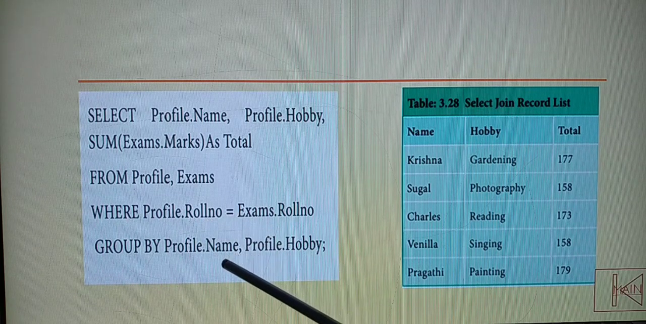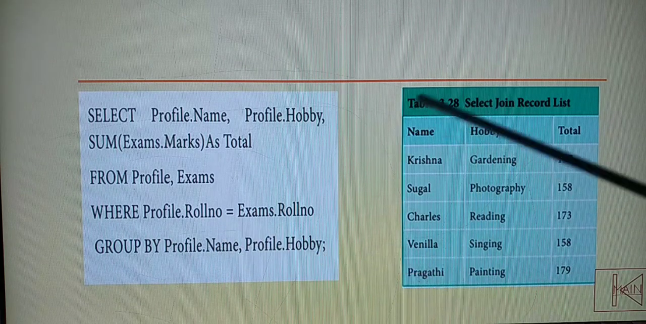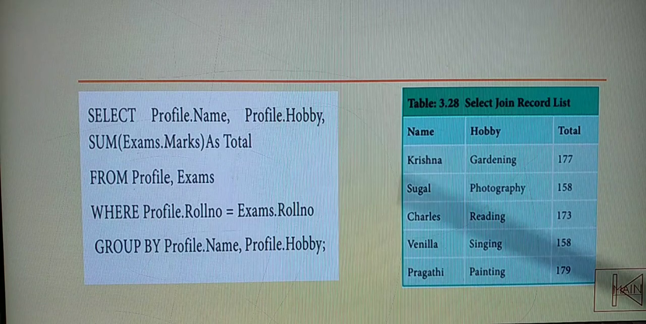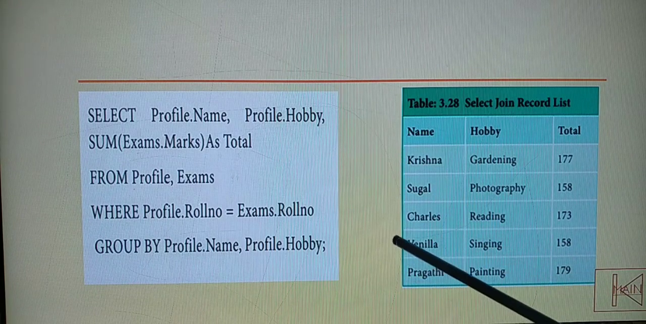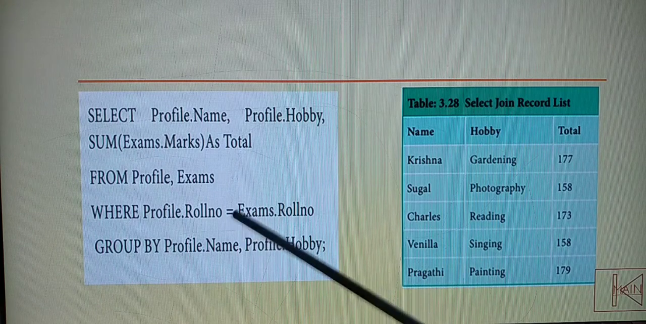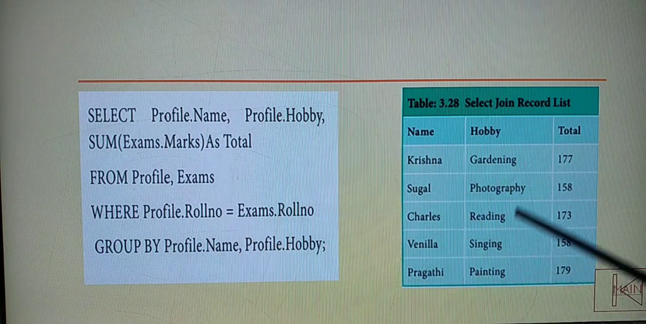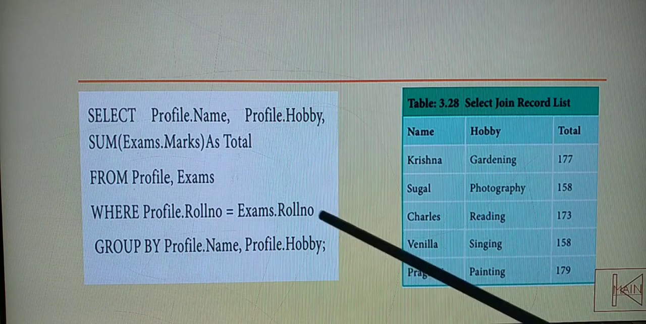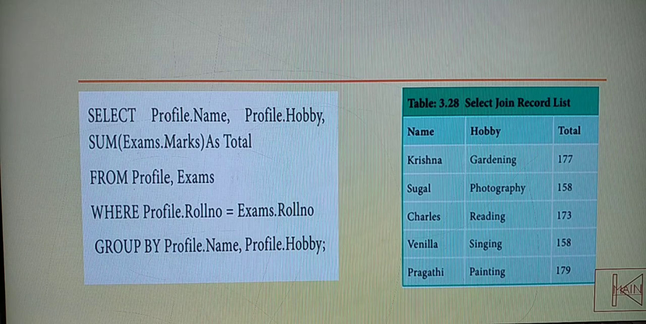What are the names of the tables? Profile and exams. That must be matching. So here in the output they didn't display the roll number for you, so you are not having the roll number column here. All the records that are equal will be displayed for you. So these are the 5 records that satisfy this condition, and that is displayed in the output for you.